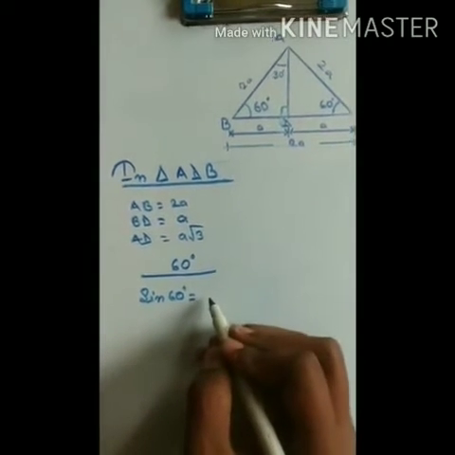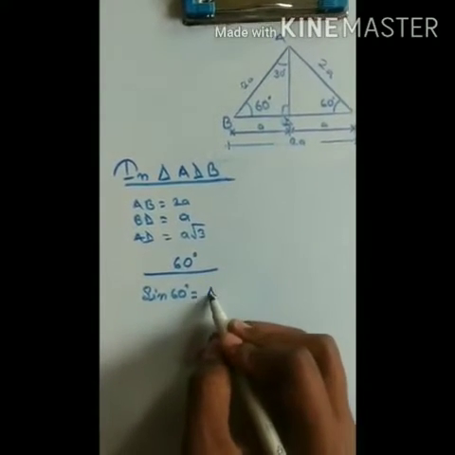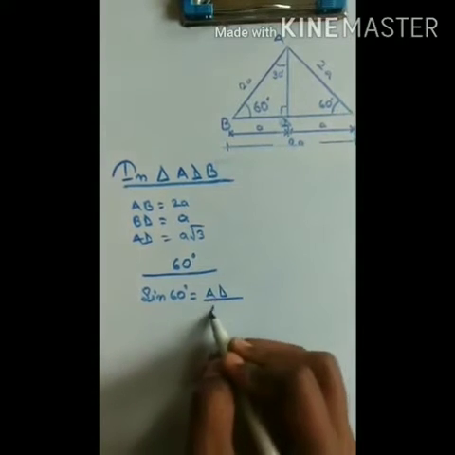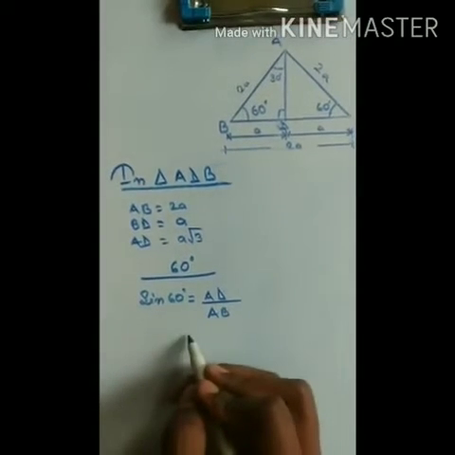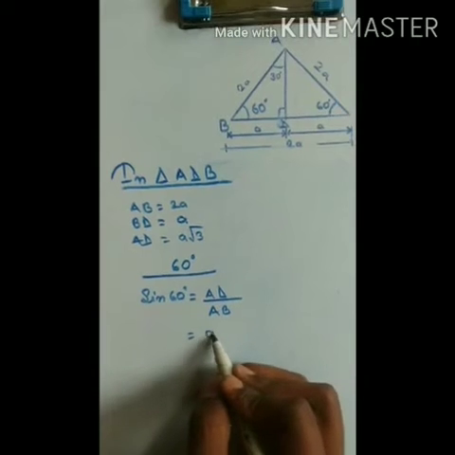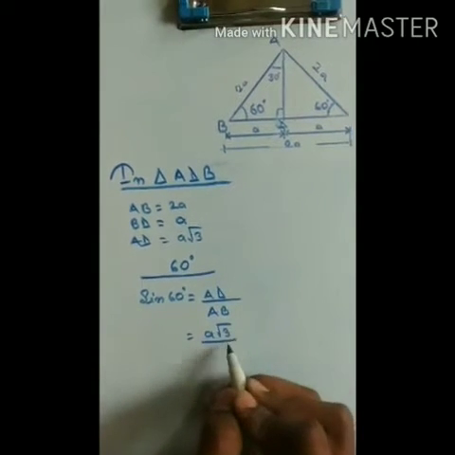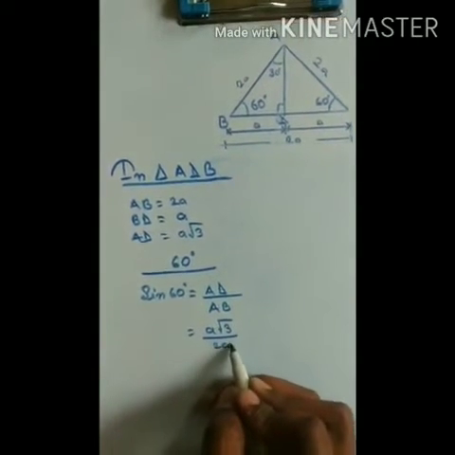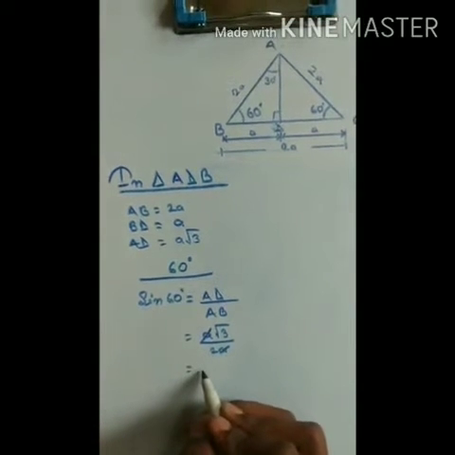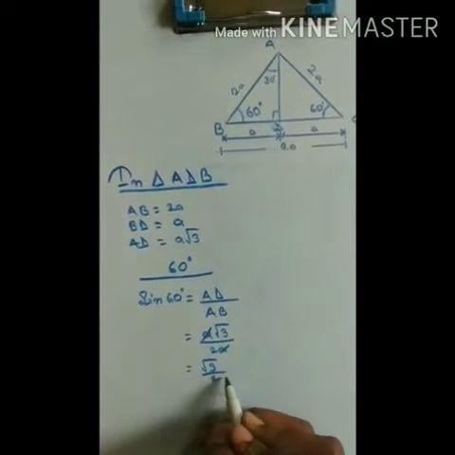Formula you know, basic formula AD by AB. AD equal to how much? A root under 3 divided by 2A equal to root under 3 by 2.